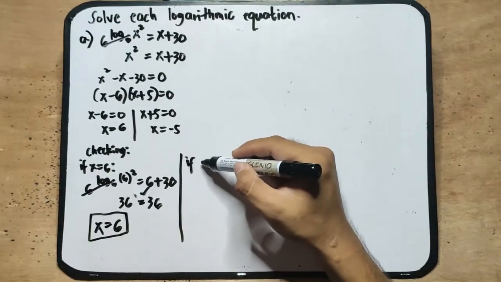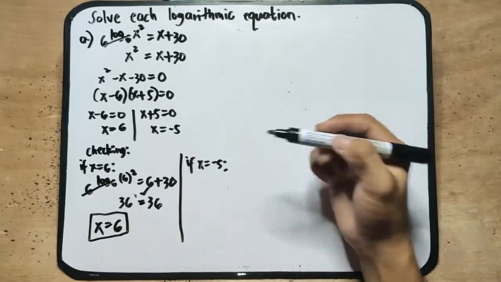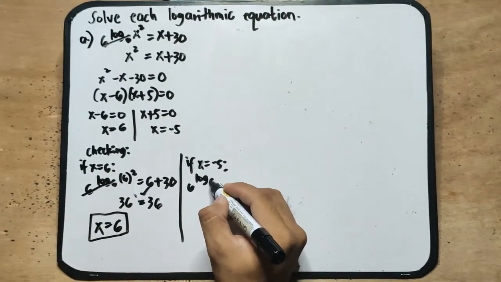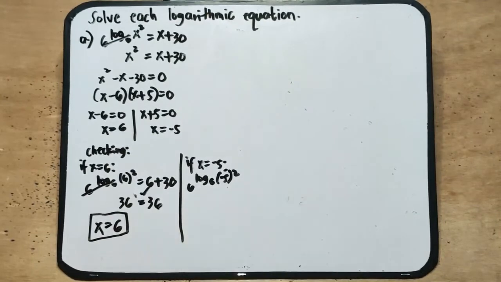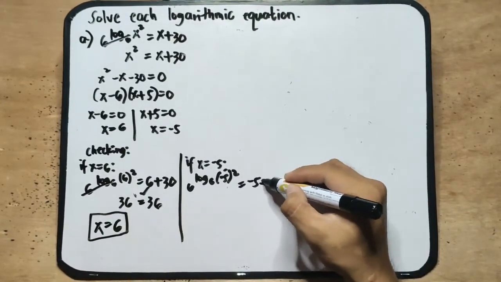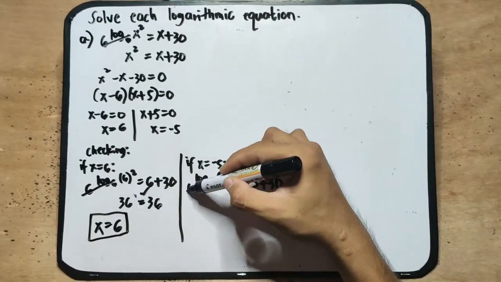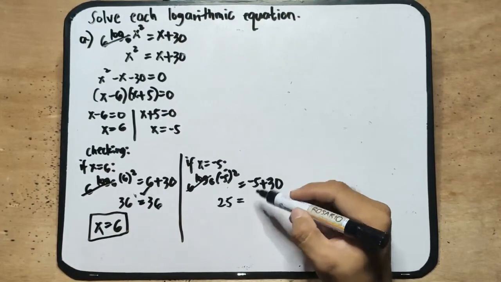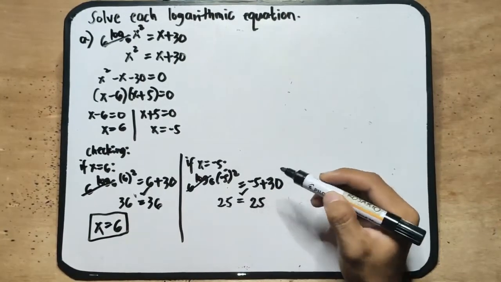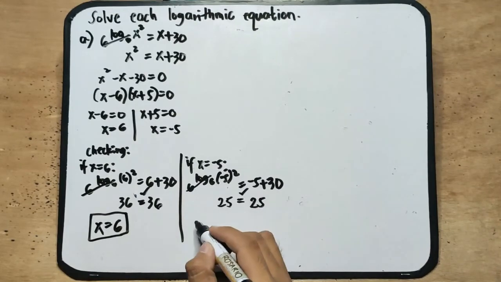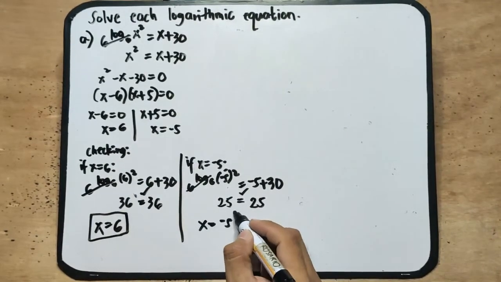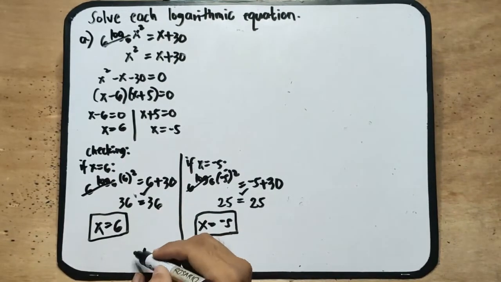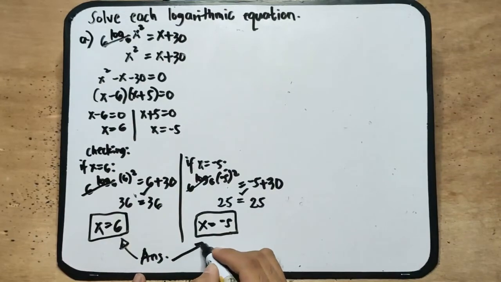So for the second value, if x is equal to negative 5, then we have 6 raised to log base 6 of negative 5 squared is equal to negative 5 plus 30. So automatic na mawawala na yan. So negative 5 squared is 25 is equal to negative 5 plus 30 is positive 25. Since we also ended up with the true statement, si negative 5 ay valid na value ni x. So our answers are x is equal to 6 and x is equal to negative 5.